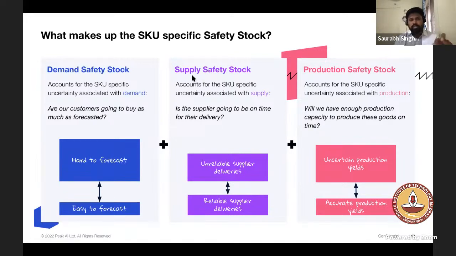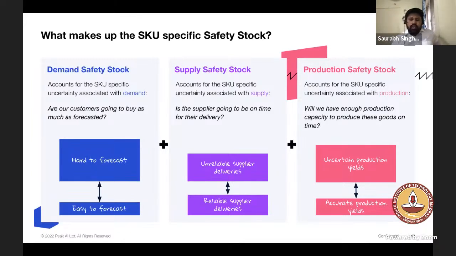Talking about supply side safety stock, it is associated with the uncertainty on the supply side, which is whether the supplier is going to be on time for their delivery. If that is not the case and your supplier is very uncertain, he delivers the required material sometimes in a week, sometimes it takes months. It is a very unreliable supplier, and therefore you need to keep a larger safety stock. If the supplier is reliable, you need to keep a smaller safety stock.